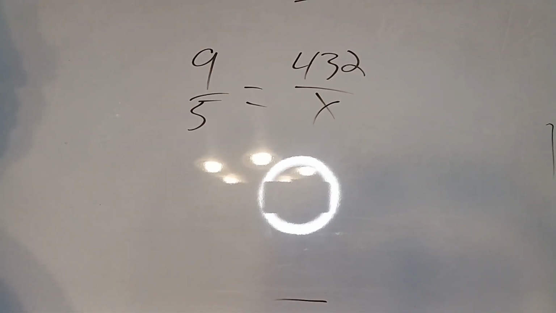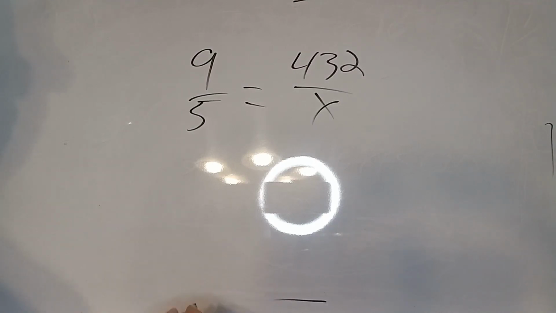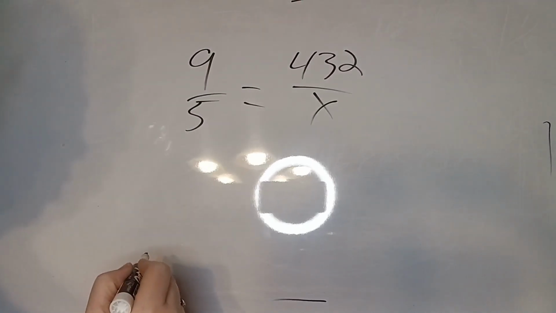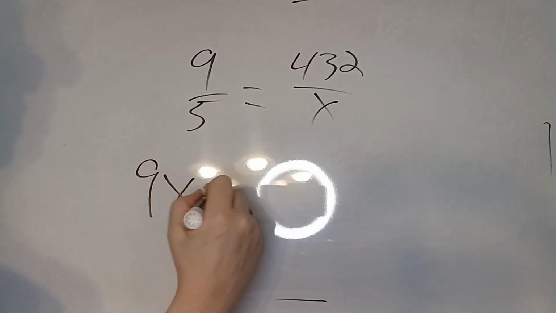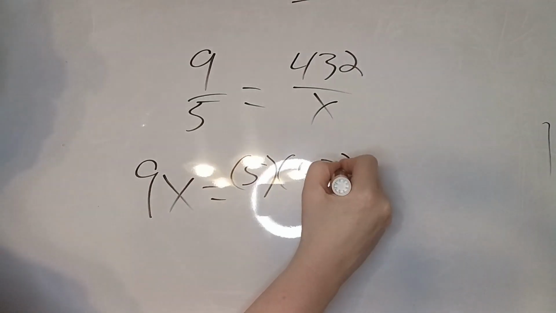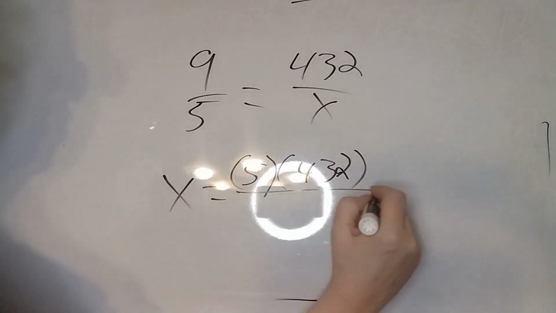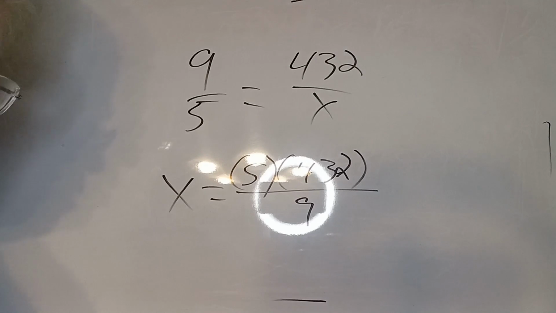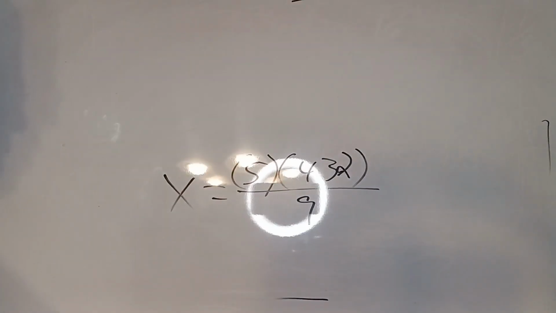You're like, wow, what a pain in the butt that looks like, right? So what we do is our cross multiplication, but we don't actually do the multiplication. We just set it up. So it's 9x equals 5 times 432, right? And then we want the x on its own side, so we divide by 9, and we get this. All right? So I'm going to get rid of this part. This is what we've got.